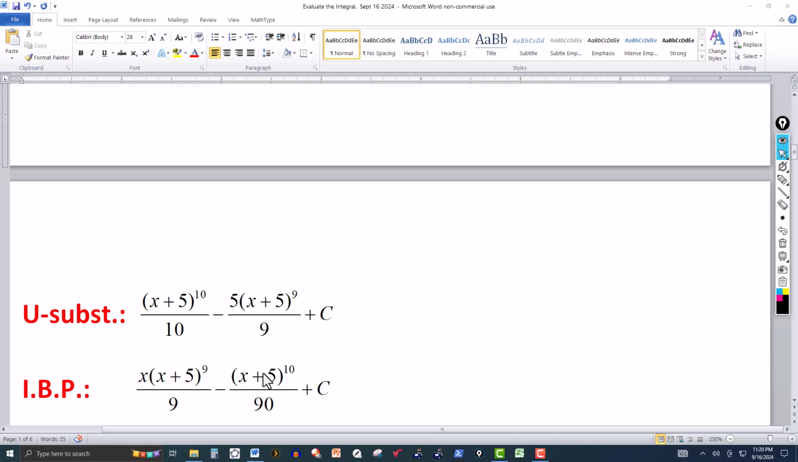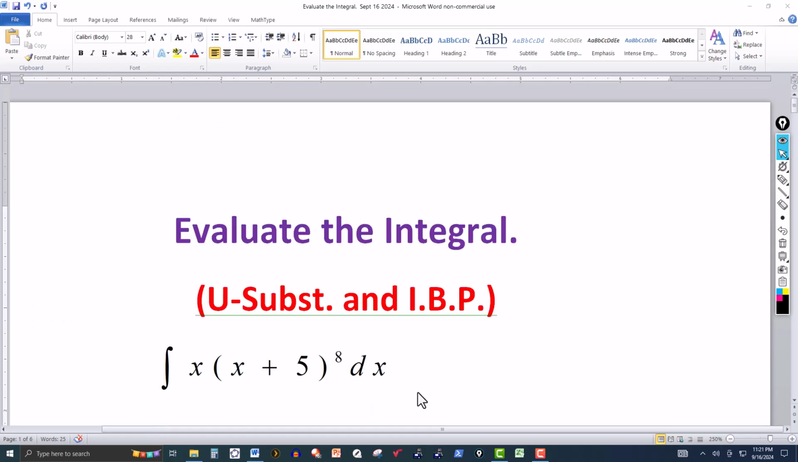And don't forget to take the derivative of this because you use the chain rule. But in this case, it's not going to matter because the derivative of x plus 5 is 1, because the derivative of 5 is 0, and the derivative of x is 1. But take the derivative of the second one there, and show that you do get the same integrand. That's the solution for this problem, the two methods.